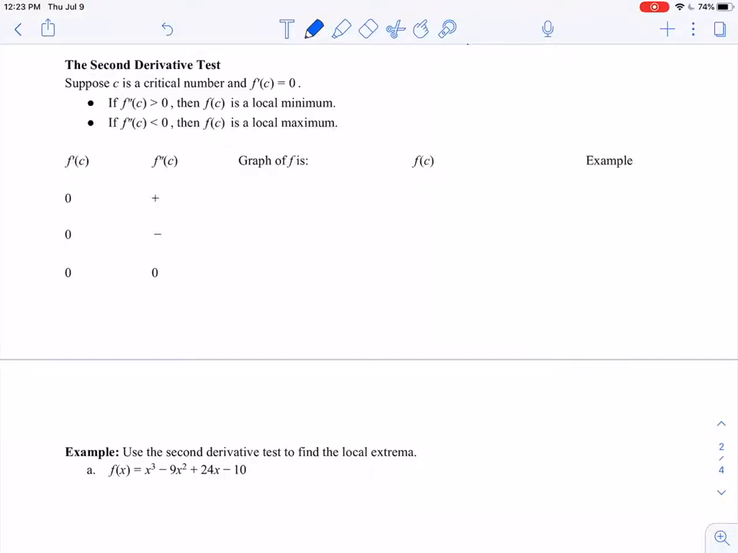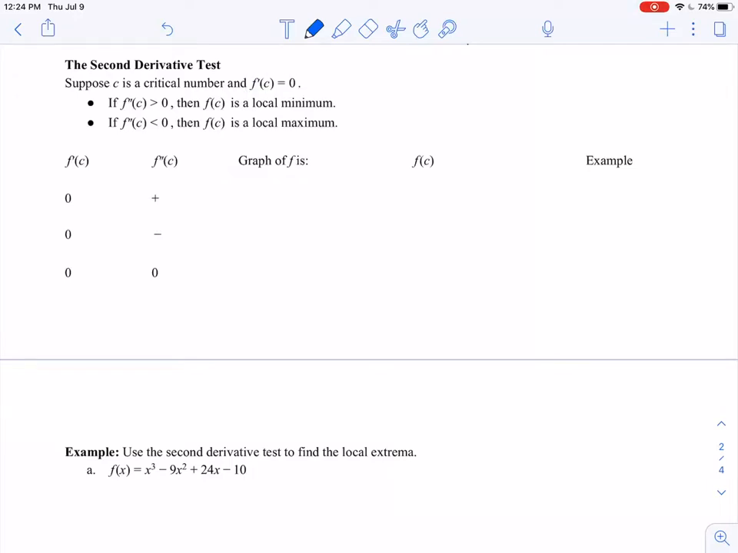We're also going to talk about how we can use the second derivative to help us find absolute extrema. But before we can do that, we need to talk about the second derivative test, which helps us determine local extrema. So if we have c is a critical number and f prime of c is equal to 0. So this is only going to work for us if we have a horizontal tangent line.